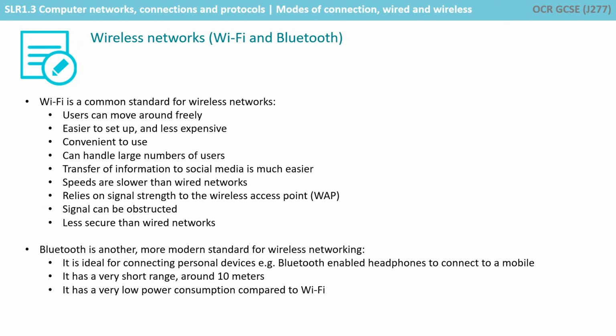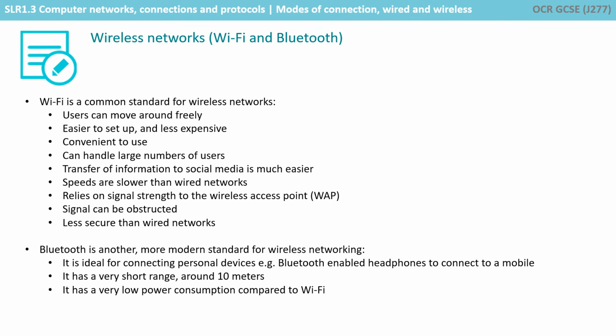So let's just recap this part. Wi-Fi is a common standard for wireless networks. Users can move more freely around, it's easier to set up and less expensive, it's convenient to use, can handle a large number of users. The transfer of information to social media is much easier. However, the speeds tend to be slower than wired networks.